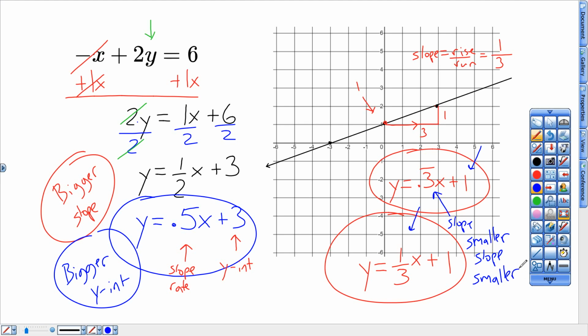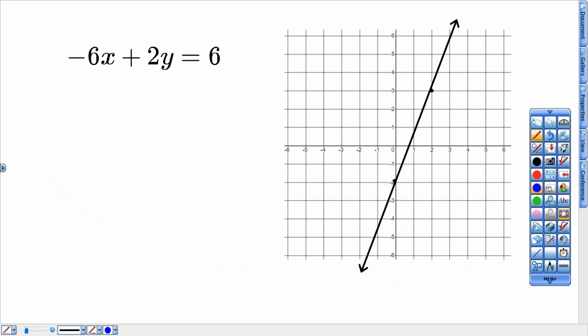All right, second word is fish. Fish. What I'd like you to do is do this one on your own. I'd like you to solve this for x. You're going to add 6x first, and then I want you to compare it to this line right here. I want you to tell me which one has the bigger slope, which one has the bigger y-intercept, which one has the smaller slope and smaller y-intercept.